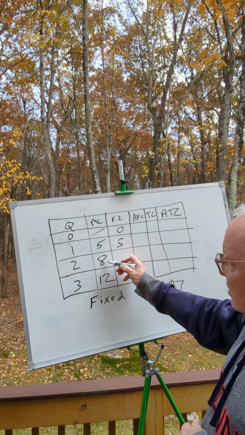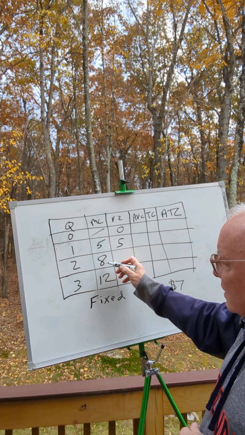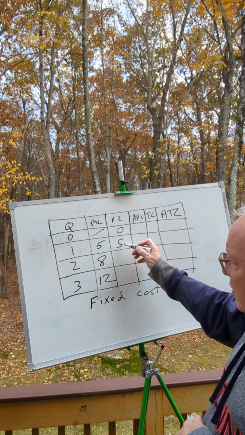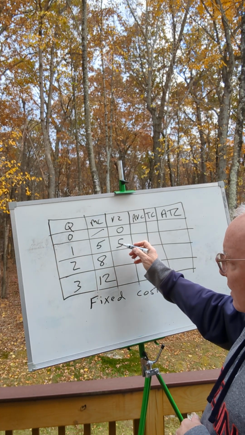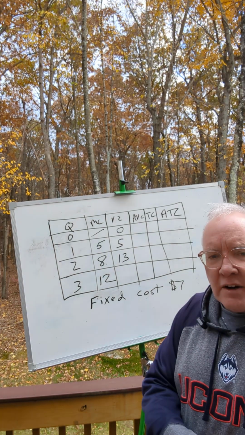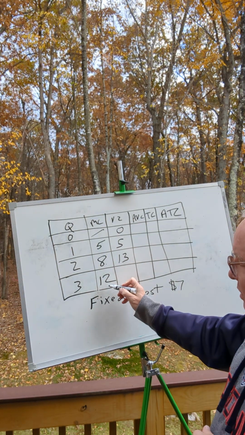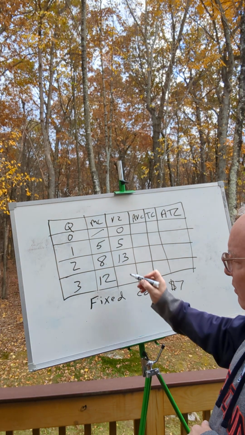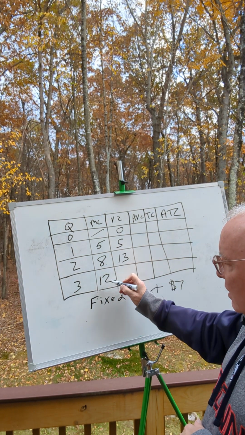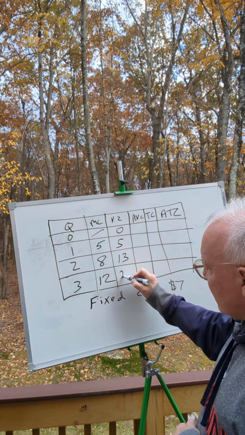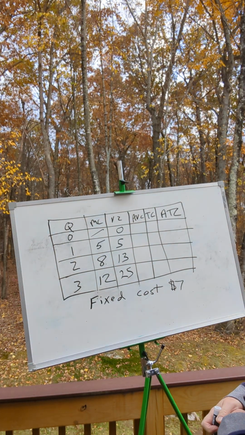Then the marginal cost of 2 is 8. So that's the change in the variable cost. So if variable cost is going to change by 8, 5 plus 8 is 13. So that goes right there. And similarly, the change in variable cost for item 3 is 12, changing 13 by 12. 13 plus 12 is 25. So you can put that there.